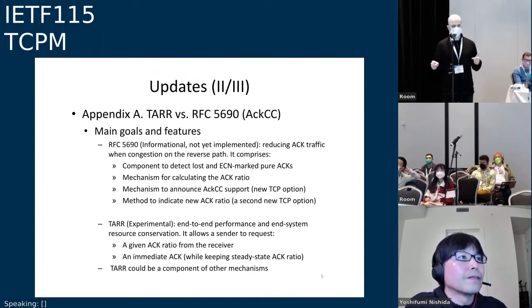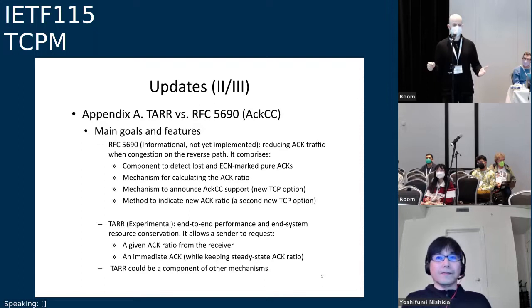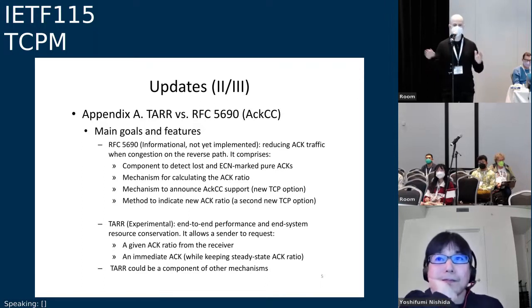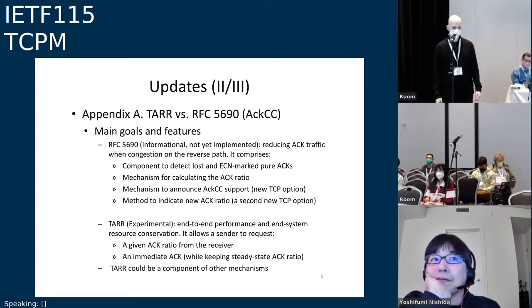Regarding TAR, the intended status is experimental, and the focus is a bit different. It's rather on end-to-end performance and also end system resource conservation. The idea is that TAR allows the sender to request a given ACK ratio from the receiver, or an immediate ACK while keeping the steady-state ACK ratio. TAR appears to be a quite simple tool, which perhaps could be a component of other more complex mechanisms, including but not limited to mechanisms for ACK congestion control, but also including the different benefits in different scenarios that I mentioned at the beginning of the presentation. Next, please.